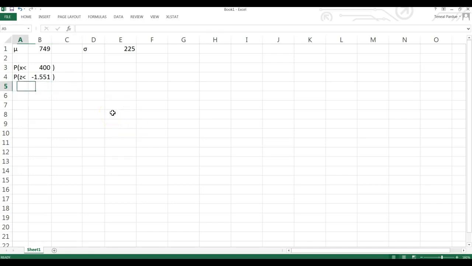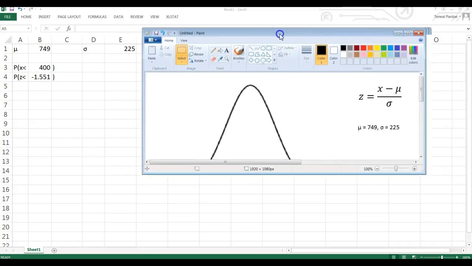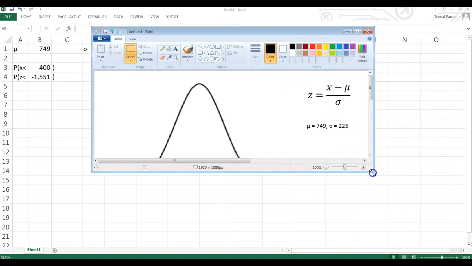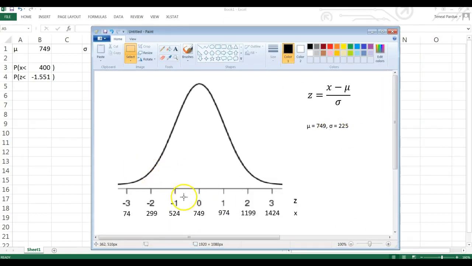So the probability that x is less than 400 is the same as the probability that z is less than negative 1.551. And you can go over here and see that 400 is right about here, and that is about the same as negative 1.551. So you can see this line right about here, and this is shaded to the left.